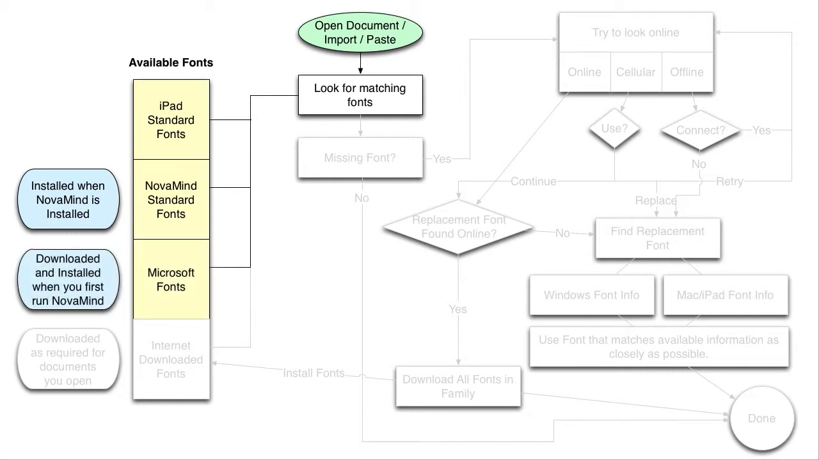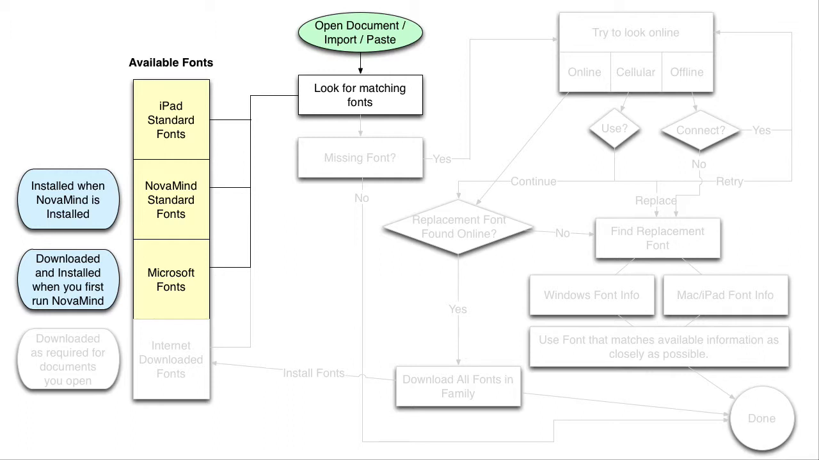Also, the first time you run NovaMind, it sets up a background download process which downloads some of the most commonly used fonts which are included in Microsoft software, so that if someone sends you a document created with those fonts, it will match them automatically. This process happens automatically in the background, and on a Wi-Fi connection it would only take a few seconds. These fonts are automatically added to the available fonts within the application.